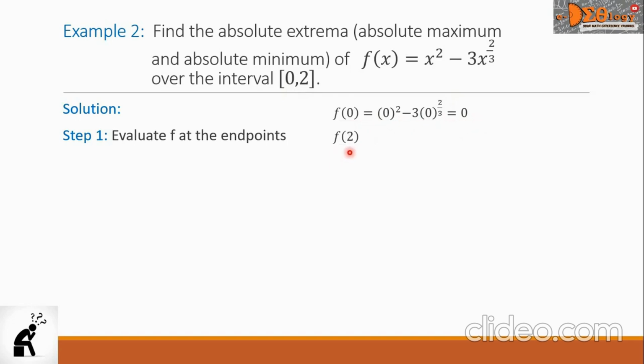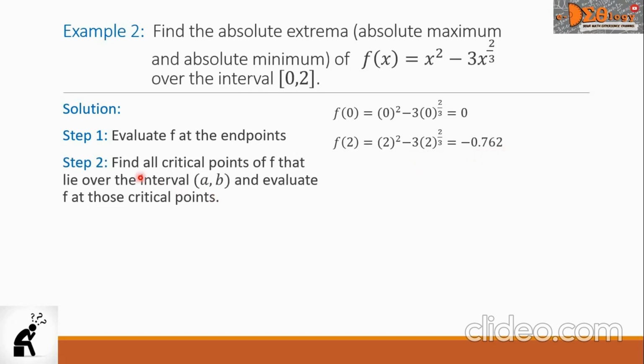Next is f of 2. This is equal to 2 squared minus 3 times 2 raised to 2 over 3. Using the calculator, the answer here is negative 0.762.